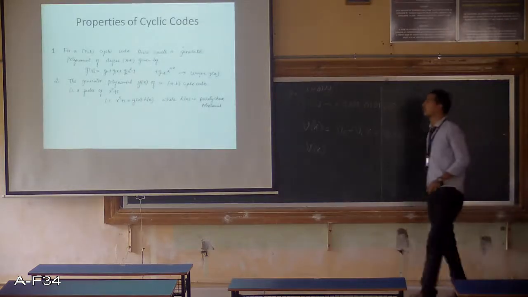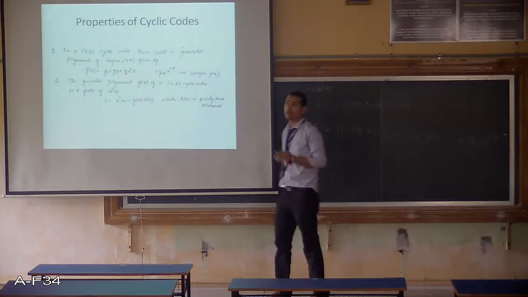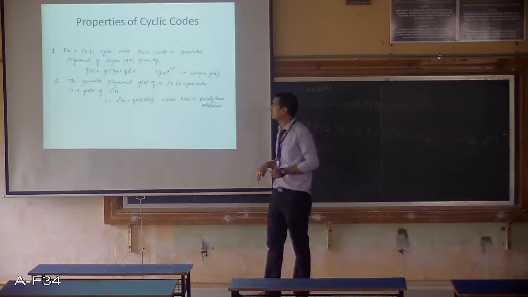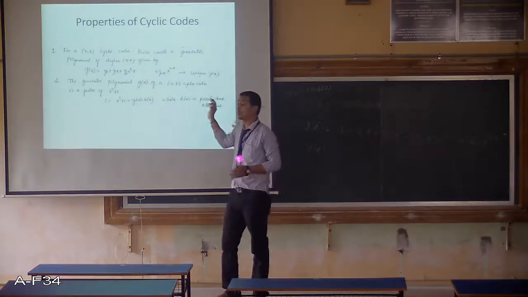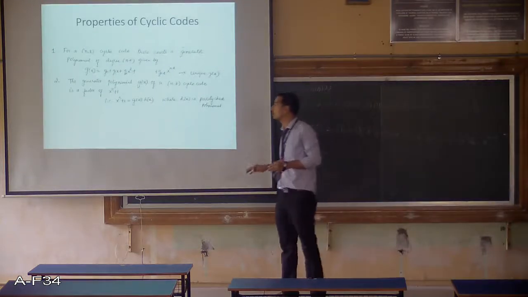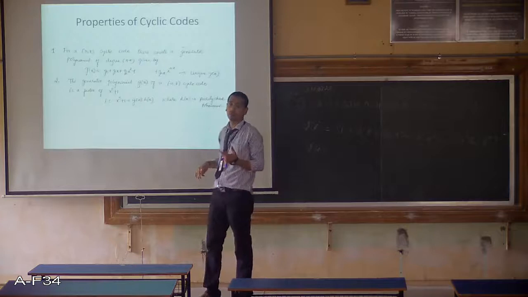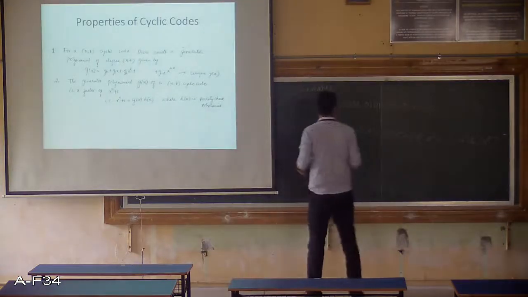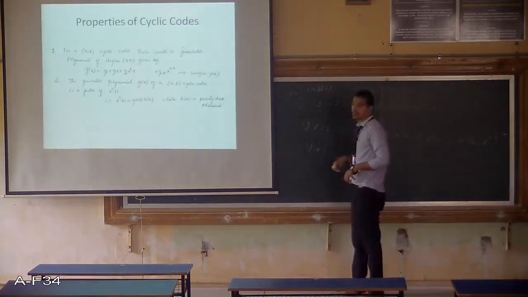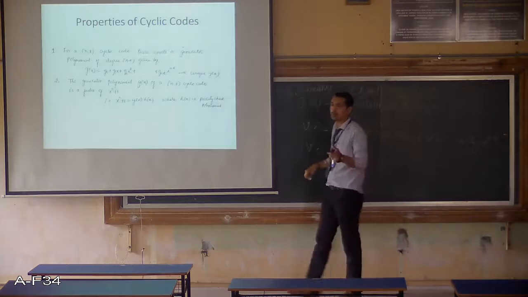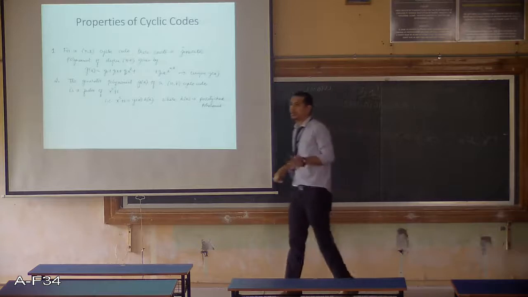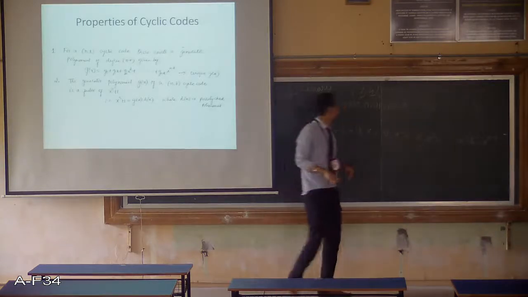Important properties have to be considered with respect to cyclic codes. What are these properties? For (n, k), what is n? n is nothing but the length of the code word, and k is the number of information bits. Suppose we write (7, 4): this 7 represents the length of the code word, and this 4 represents the information bits or data bits.